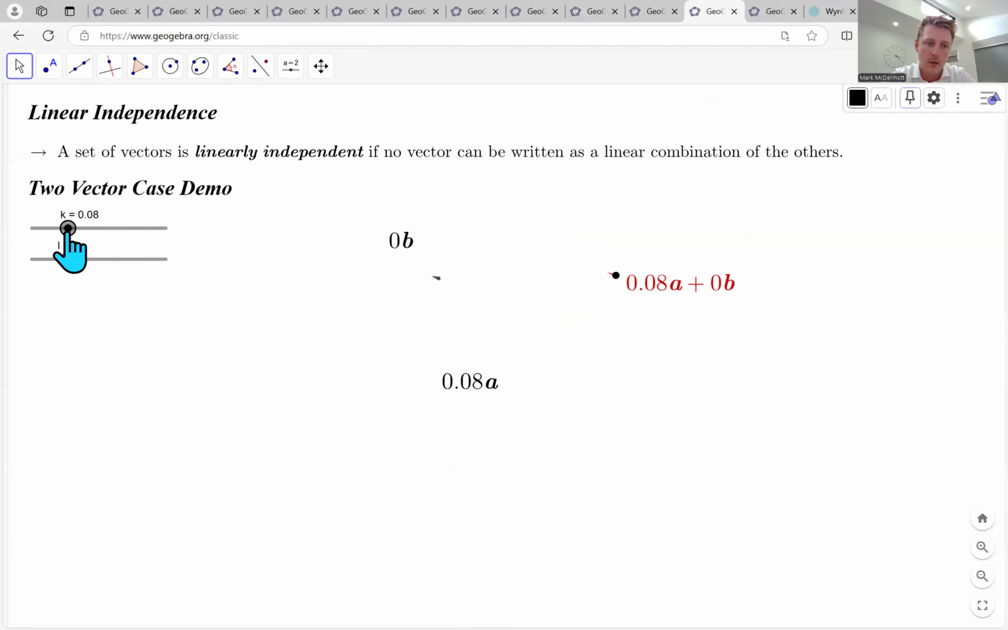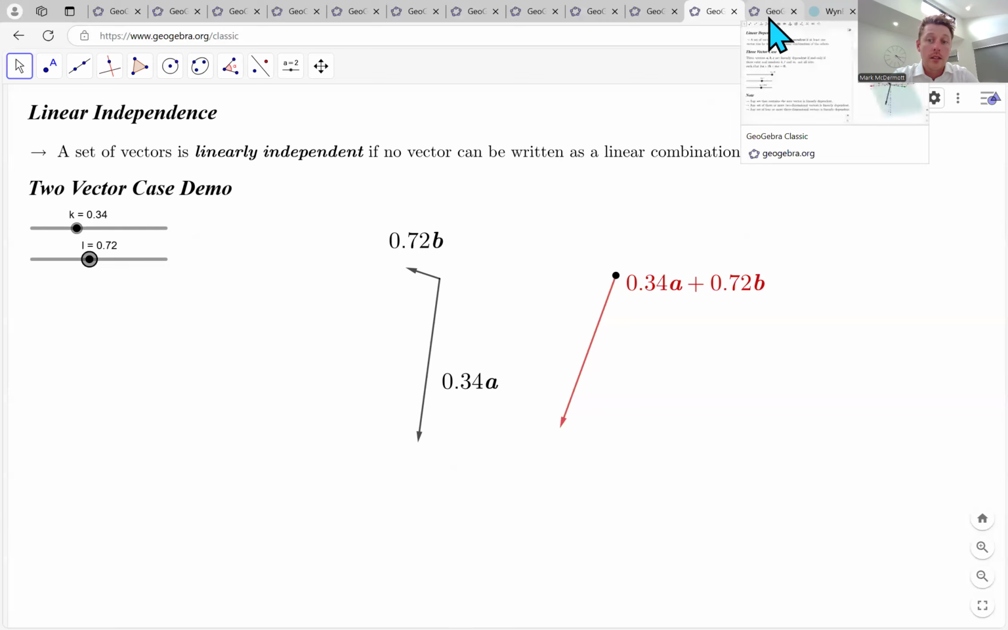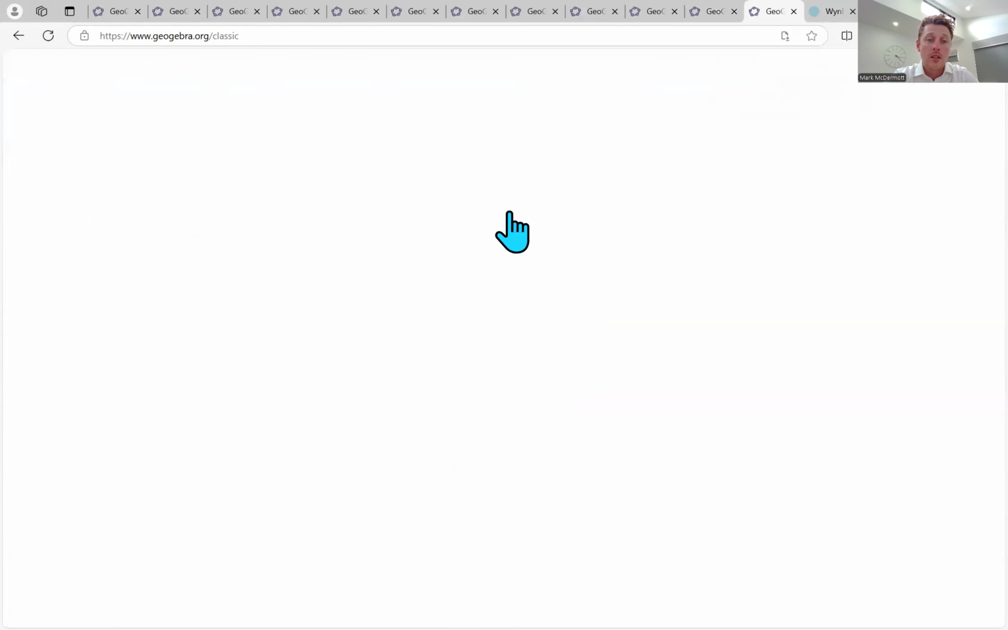So I think that's pretty cool. Obviously, when it's 0, 0, it works, but there's no other time when I can get them to go to zero because they're not parallel. So yeah, it's not going to work as we spoke about from before. So a set of vectors is linearly independent if no vector can be written as a linear combination of the others. Okay. All right, let's have a look at the last thing, which is the three vector case.